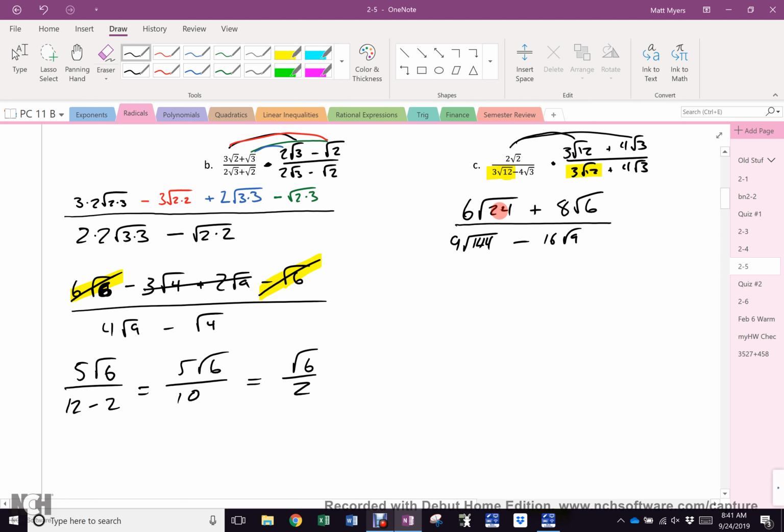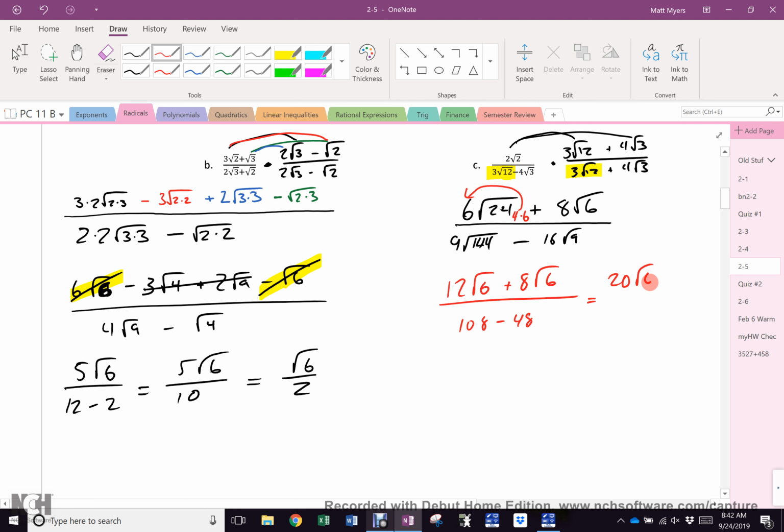Does 24 tidy up? To what? 4 and 6. I'm bringing out the 2. 12 root 6 plus 8 root 6 over... What is the root of 144? Times 9? 108. Exactly. 108 minus, what is the root of 16? Or the root of 9? Times 16? 48.